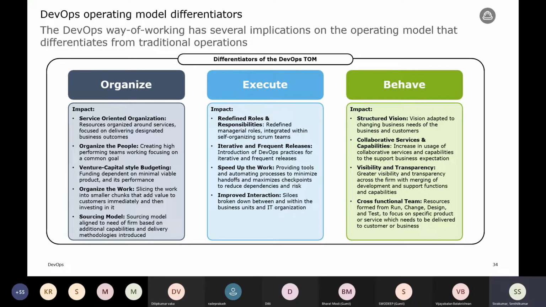What will be the impact at the execution level? Redefine roles and responsibilities, iterate and increase release frequency, speed up the work, improve interactions. But you cannot perform everything in a DevOps framework. You can improve the quality of things based on the collaborative framework, but it will not do everything in every project across the organization. It comes under the application life cycle process, the application development process, and the application deployment process.